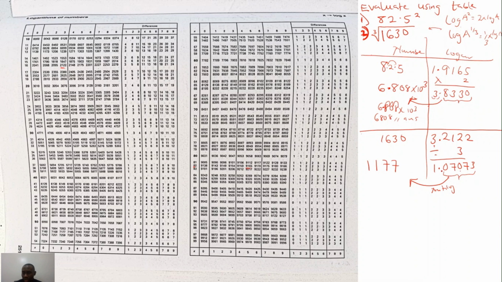Now to use the characteristics, that will be times 10 raised to power 1. We put our point at the starting position where there is only one number before the point. So our final answer is 1.177 times 10 raised to power 1, which can also be expressed as 11.77, and that's our final answer.